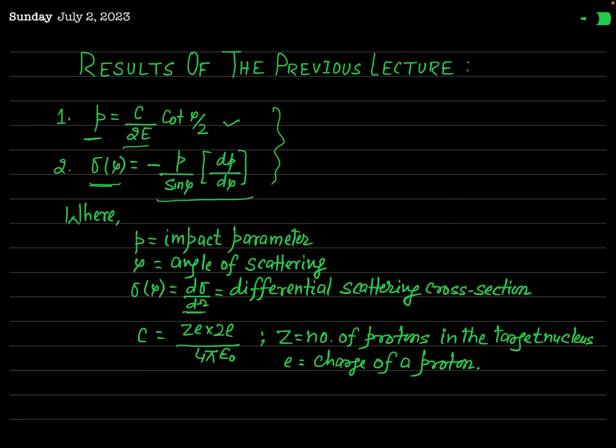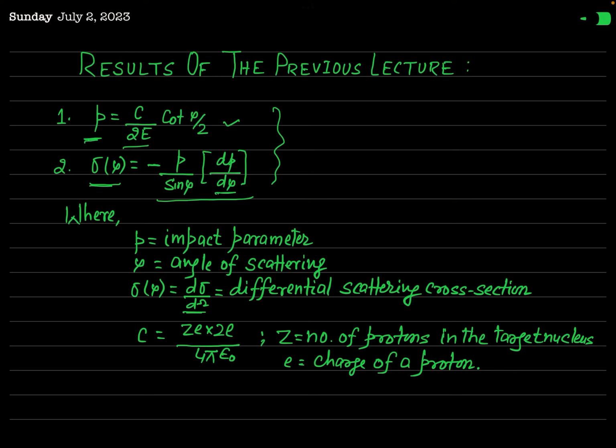Okay, and this relation also shows the relation between P and phi, and so we can easily find this dP by d phi. So finding the value of dP by d phi and this P, when this will be used in this expression, we will get very easily the expression for the differential scattering cross section.